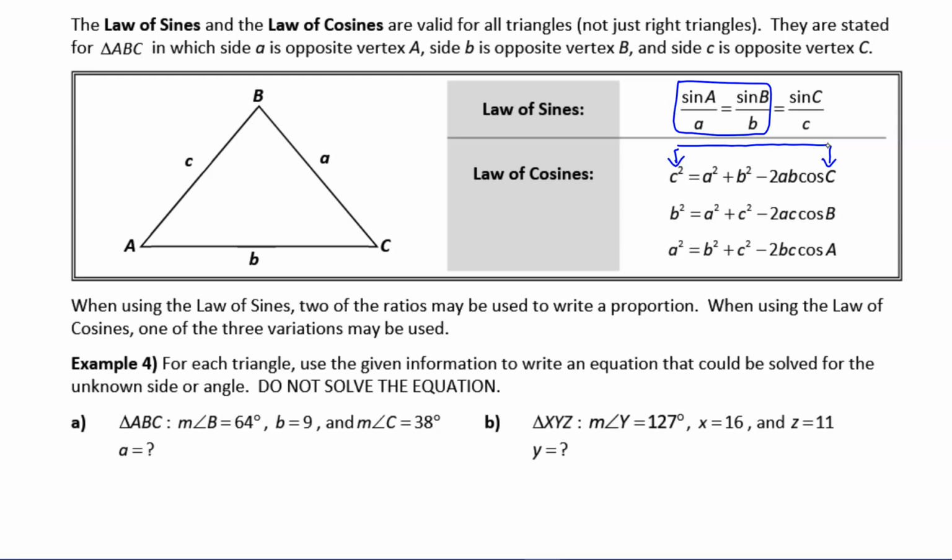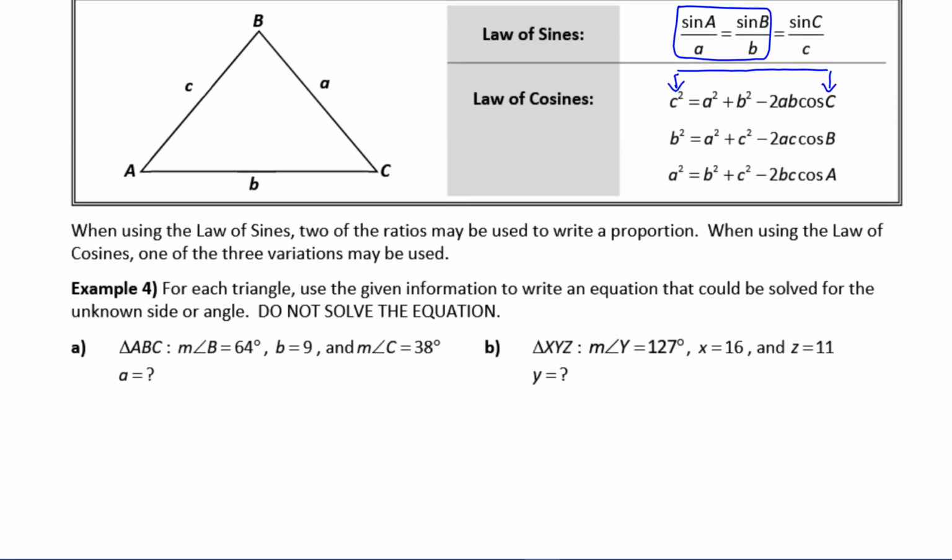We can use this with any side. It doesn't matter what C, A, and B are. They don't have to be the longest side. They don't have to be the shortest side. So you can see 3 different statements. The second statement is stated with b squared all by itself, so that would be equal to a squared plus c squared minus 2ac cosine B. And then finally, the third version with a squared by itself. When we're using the law of sines, 2 of those ratios are used to form a proportion. When using the law of cosines, we only use 1 of the 3 variations.